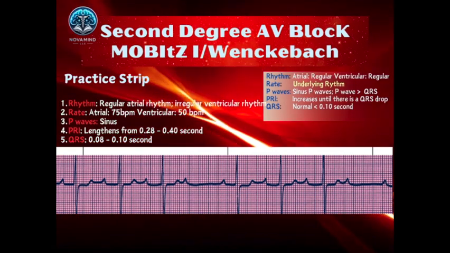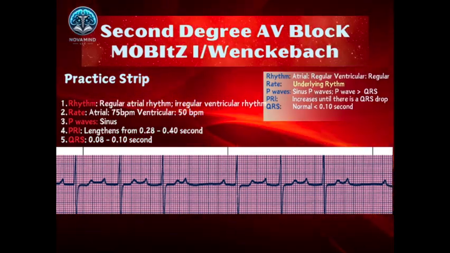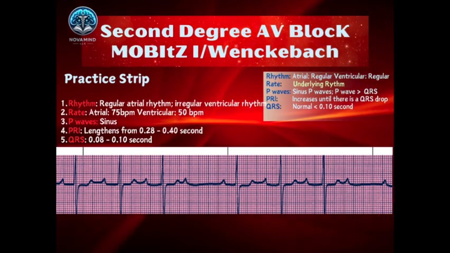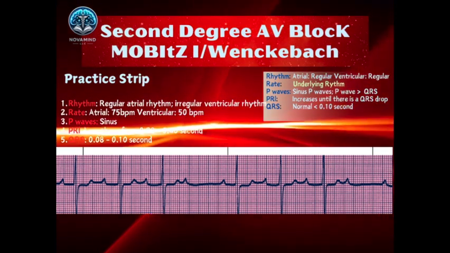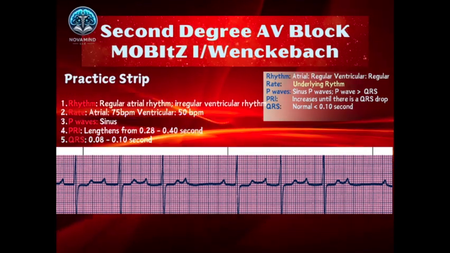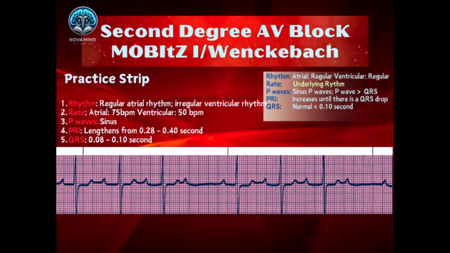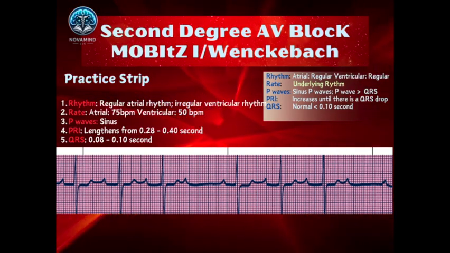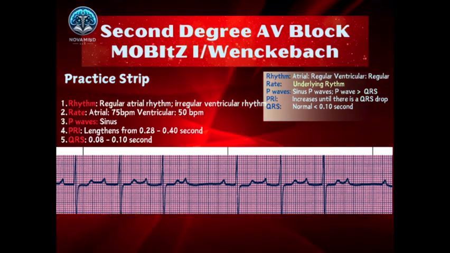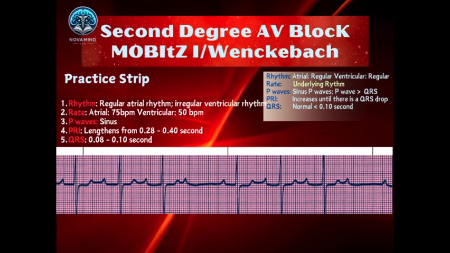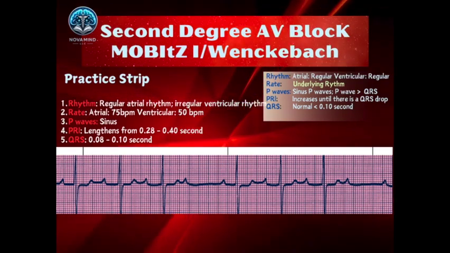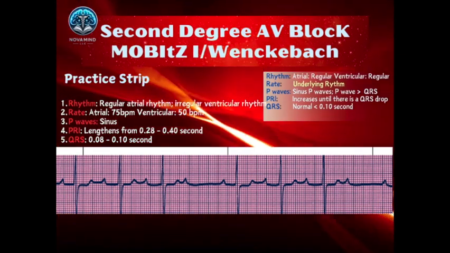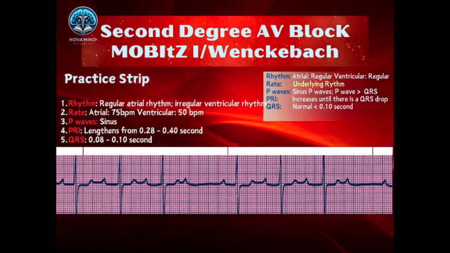Our next assessment, the QRS complex. QRS complex width is within a normal range, measuring between 0.08 and 0.10 seconds. This indicates that the ventricles are depolarizing normally when they do receive the atrial impulses. In summary, this EKG shows a regular atrial rhythm with an irregular ventricular response, a progressively lengthening PR interval, and a dropped QRS complex, consistent with Mobitz I, Wenckebach.